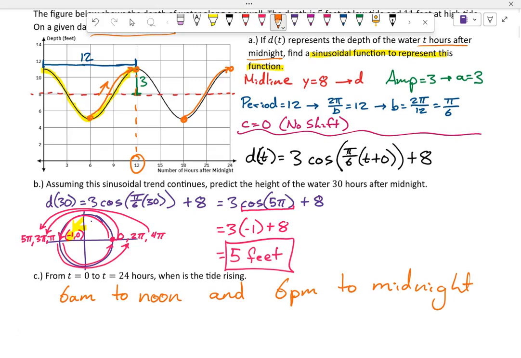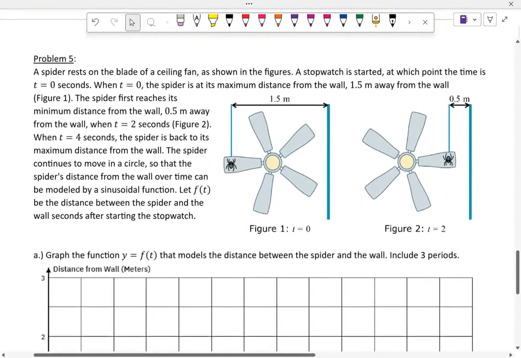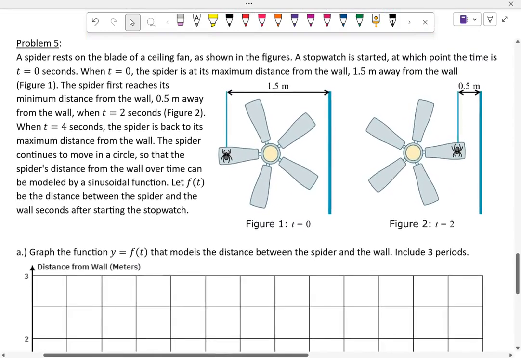We have one more problem to look at. We are now going to visit a little spider. It's taking a ride on a fan. We talked about how a fan, or at least it was one that was mentioned, could be a sinusoidal model because it has that circular motion. So we have our images here. It says a spider rests on the blade of a ceiling fan as shown in the figures.